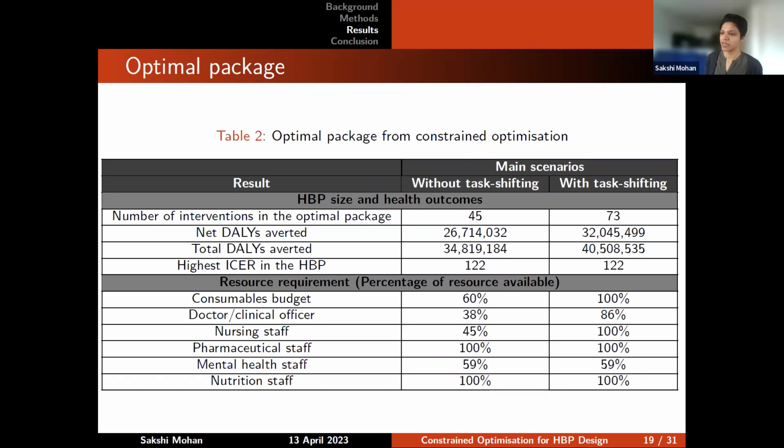And like I said, for mental health staff, this was mainly because of the incremental cost effectiveness ratios of the interventions that we were looking at, which included treatment of bipolar disorder and treatment of acute psychotic disorder. All of these interventions had ICERs higher than $161 per DALY averted, which is the cost effectiveness threshold for Uganda. So even if more mental health staff capacity was available in the system, because of the decision rule that we had, which is that the net DALYs averted by the intervention still need to be positive, these interventions did not make it into the package.